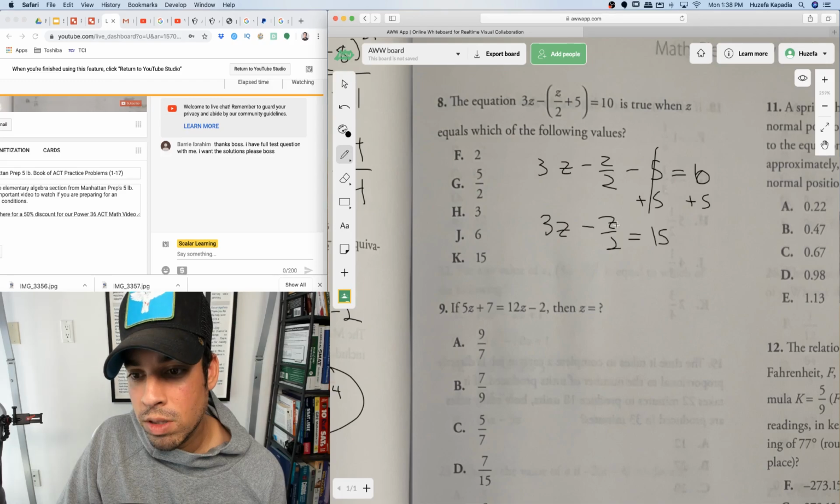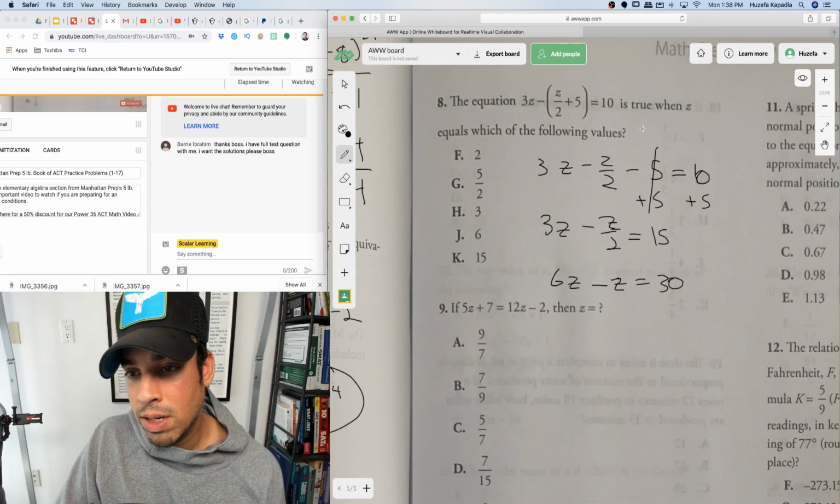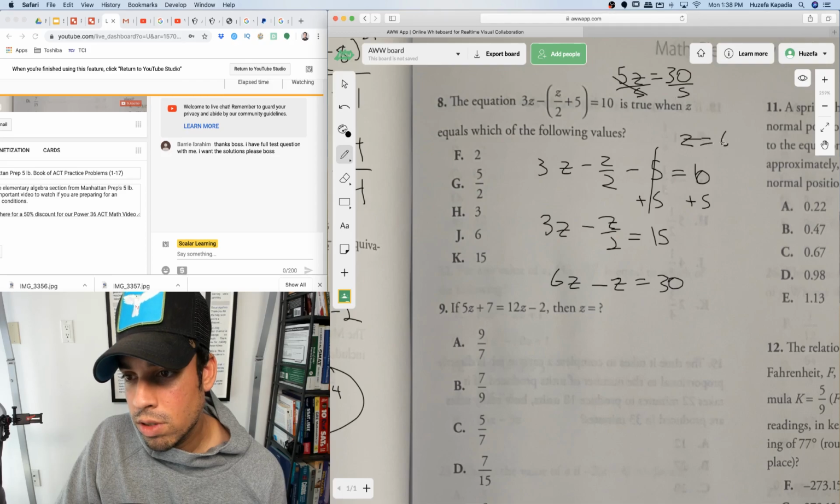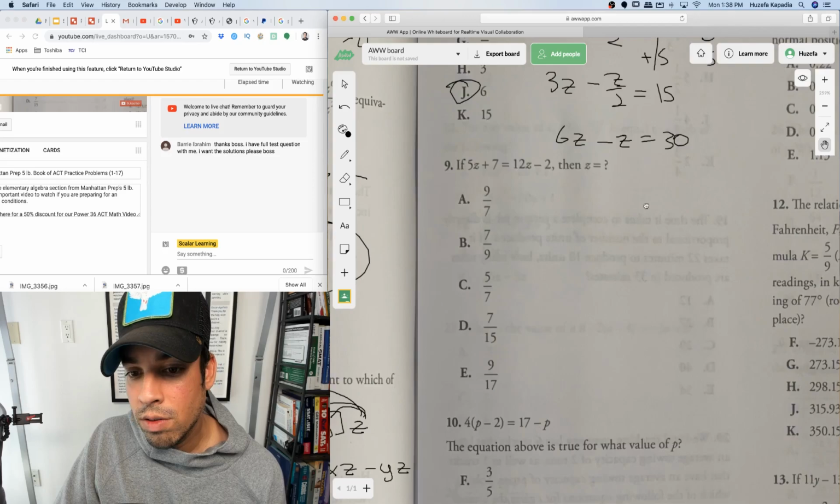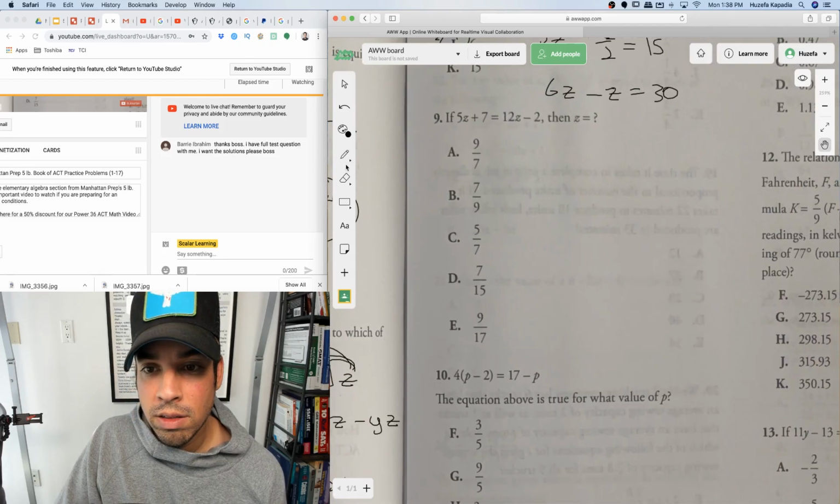Now let's multiply everything by 2 because I don't want that fraction. So this becomes 6z minus z equals 30. This becomes 6z minus z is 5z equals 30. Divide by 5, divide by 5, and z equals 6. That's it.